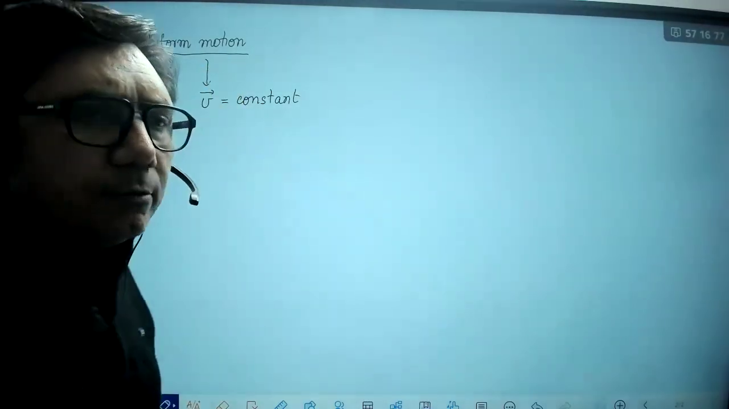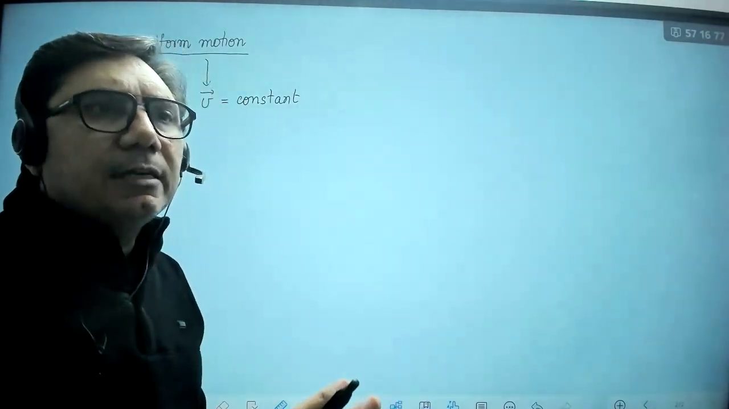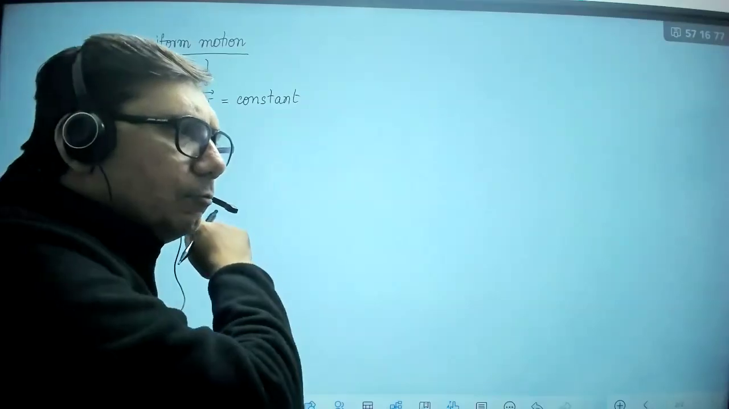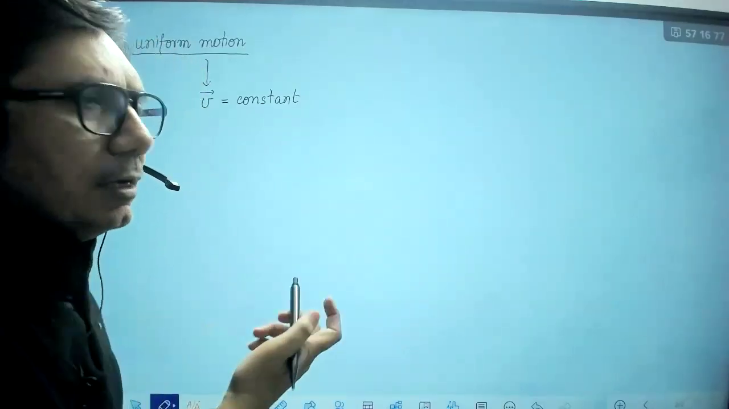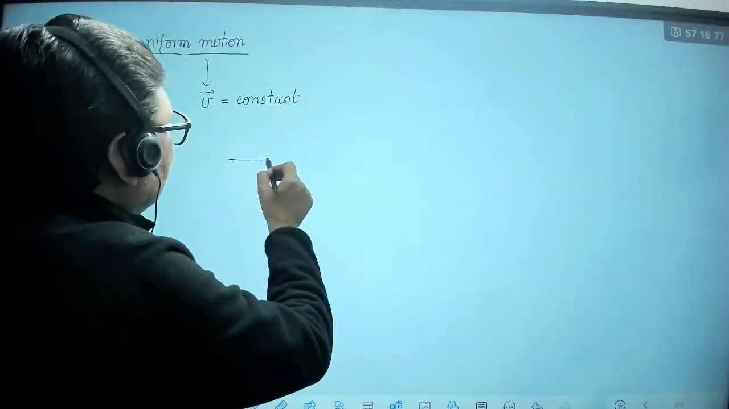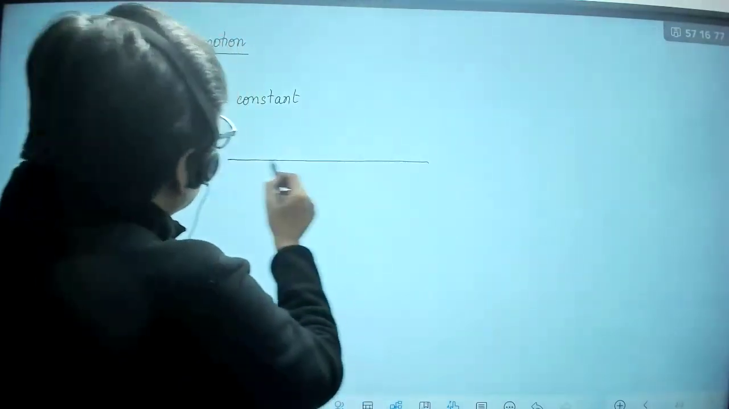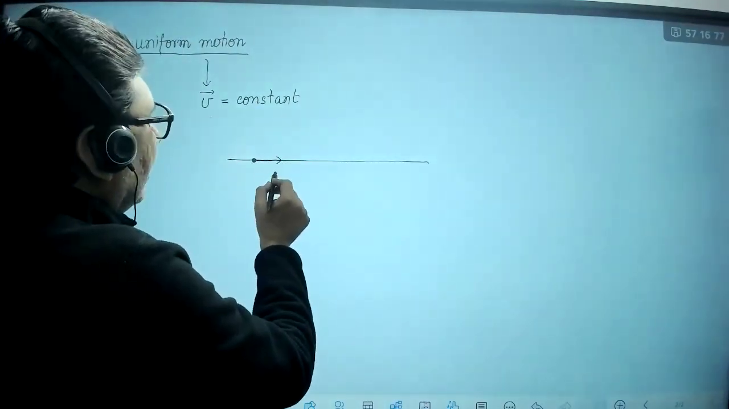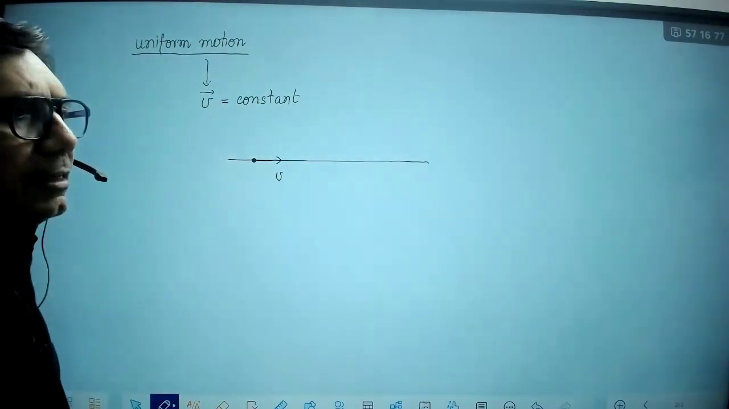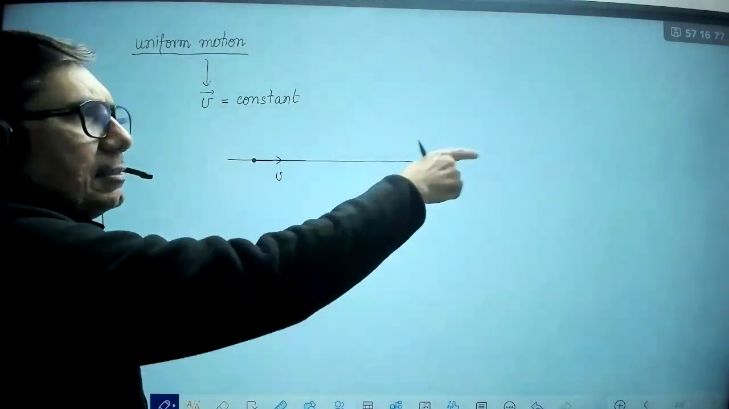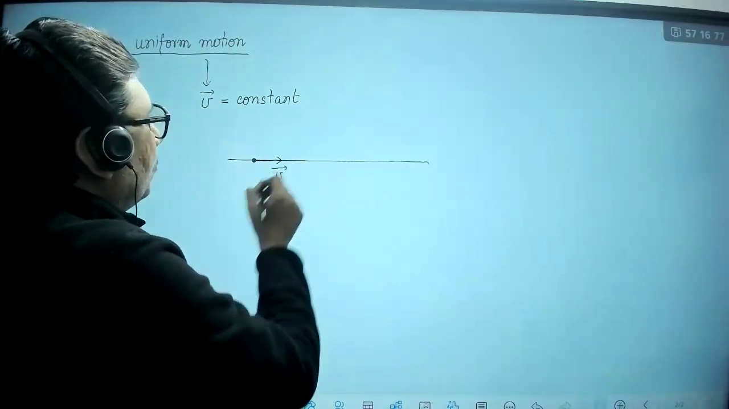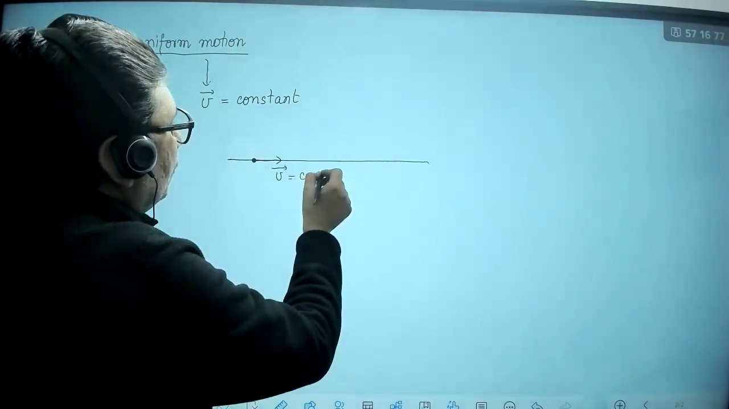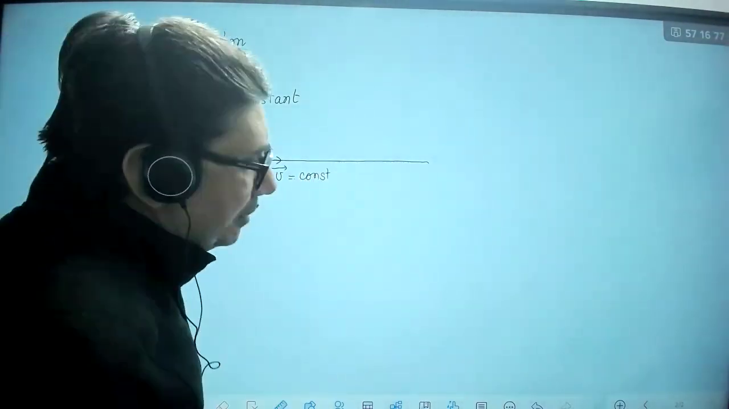So in case of uniform motion, velocity will remain constant. The direction of the particle's velocity is not going to change, so the particle will move along a straight line because direction is not changing, with a constant speed. So here the particle is moving with a constant speed along this straight line. That type of motion is called uniform motion.